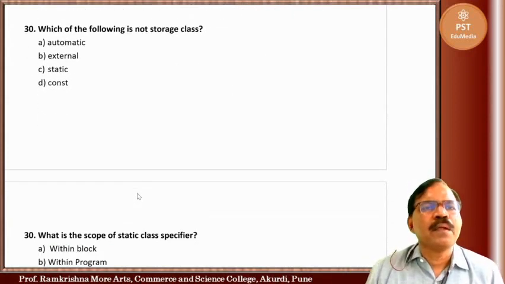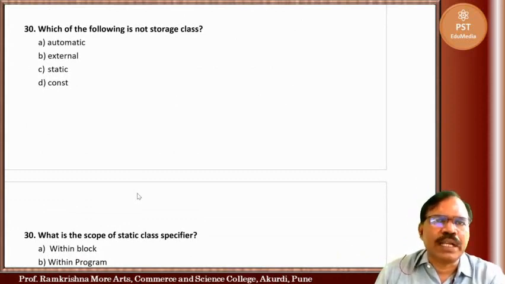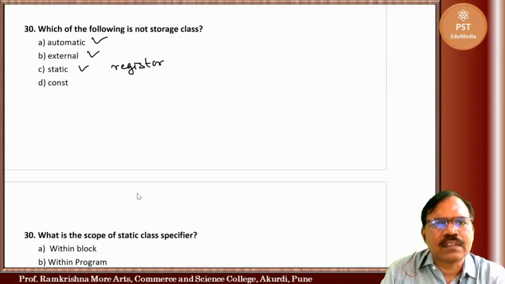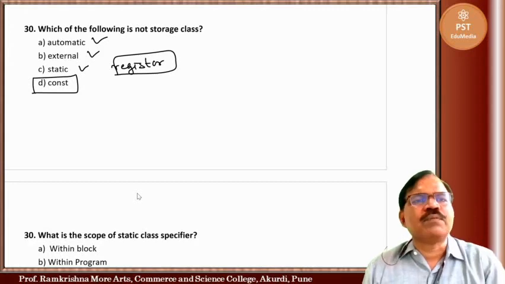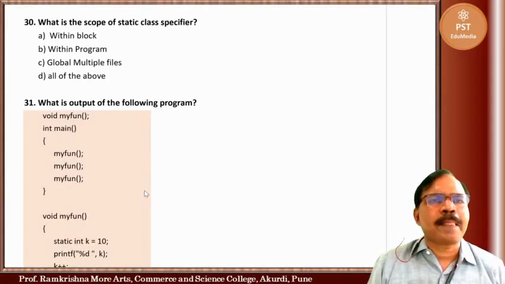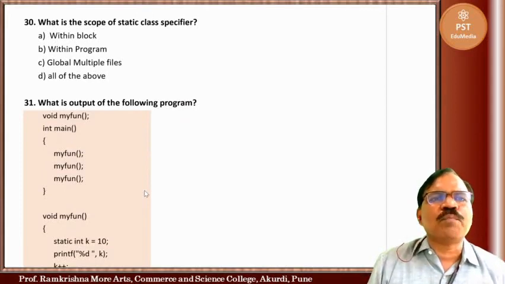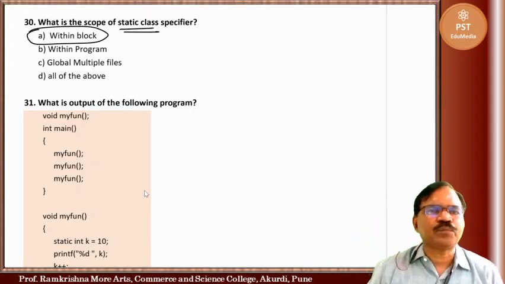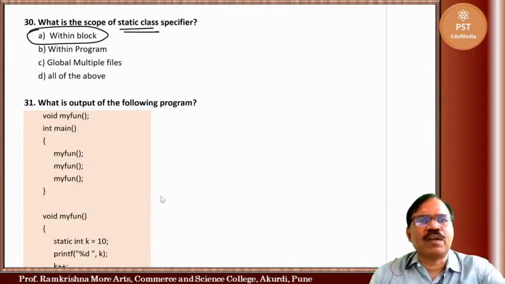Which of the following is not storage class? There are 4 storage classes: automatic, external, static, and register. These are 4 storage classes. Const is not a storage class, it is some qualifier used for integer variable. What is the scope of static class specifier? It is within block, within function in which it is defined. Now we'll see example of that static class.